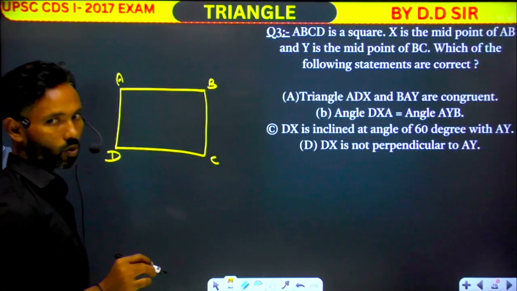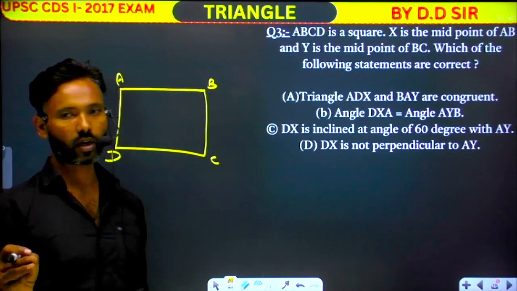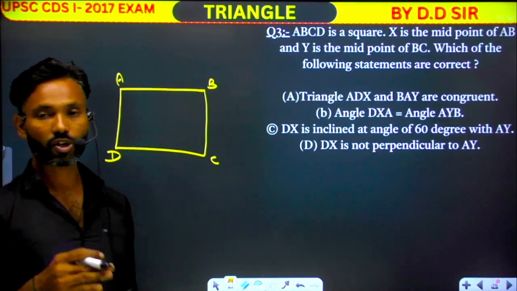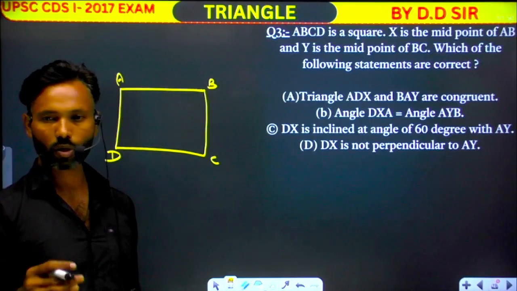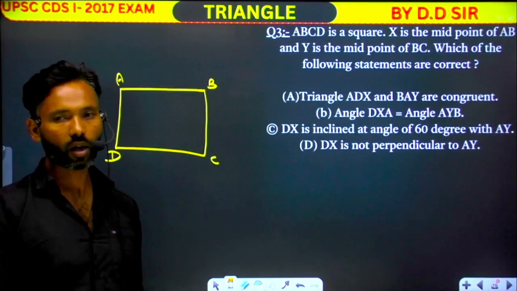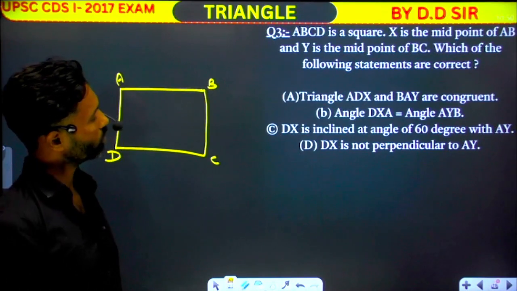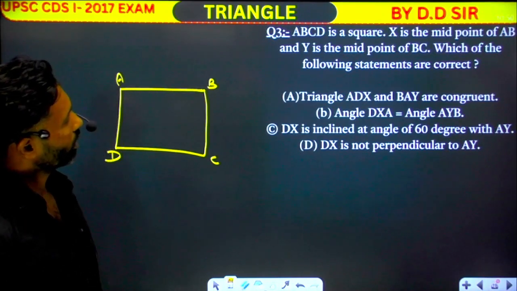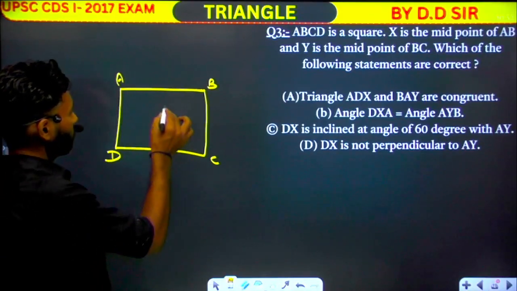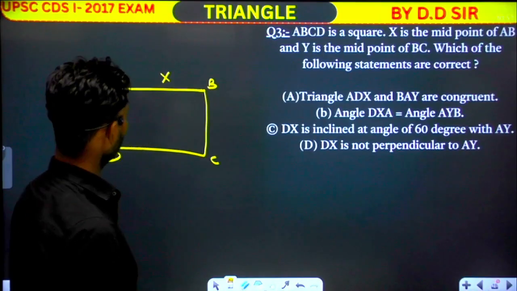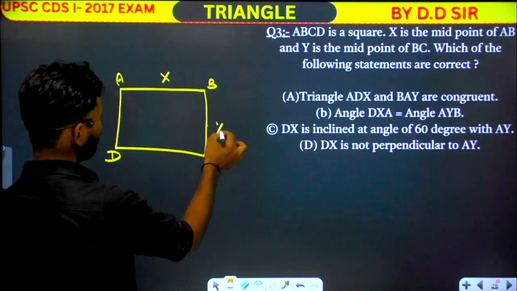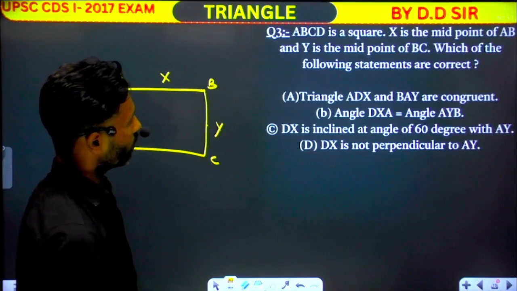What is a square? You know, a square is a quadrilateral in which each side will be equal, each diagonal will be equal, each angle will be equal to 90 degree. Diagonals are going to bisect each other at 90 degree. These are the basic terms you should keep in your mind. Now X is the midpoint of AB, so this is X, and Y is the midpoint of BC, this is Y. Now which of the following statements are correct?